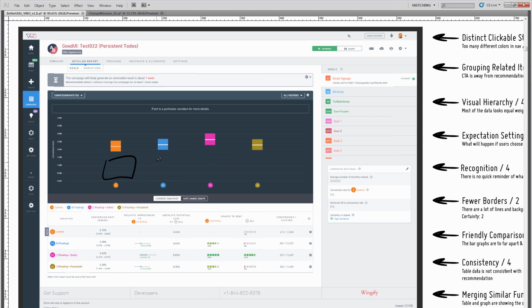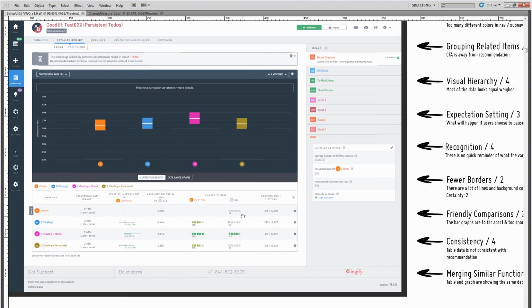So recognition is easier than recall. And what if there were thumbnails for particular variations? Just make recognition a little bit easier.